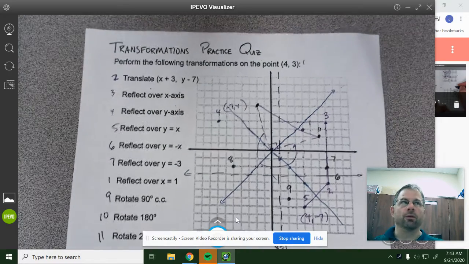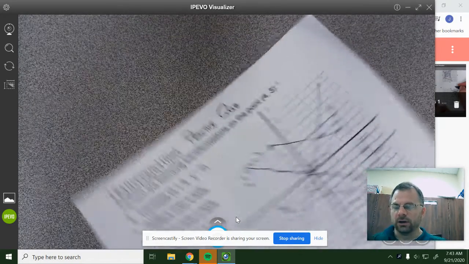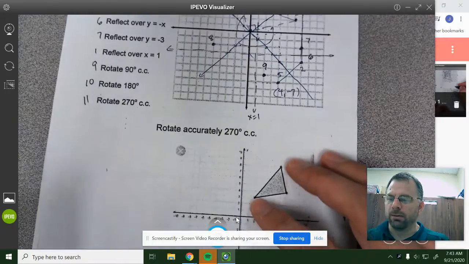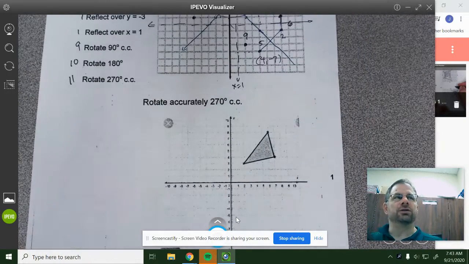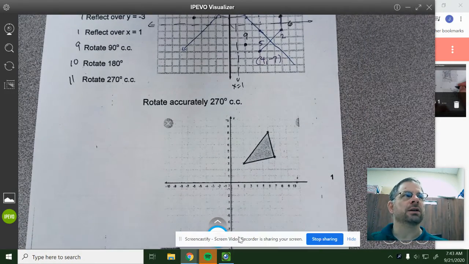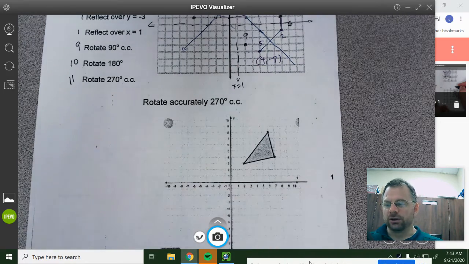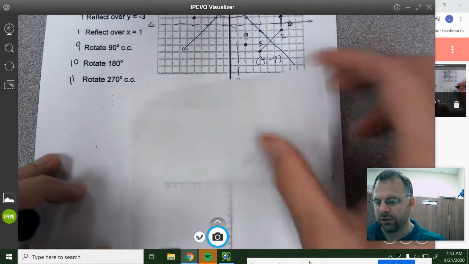Okay, here we have more of the transformations practice quiz. We've done problem number 1. Problem number 2 is down here. Rotate 270 degrees accurately. And we want the CC, which just means counterclockwise.